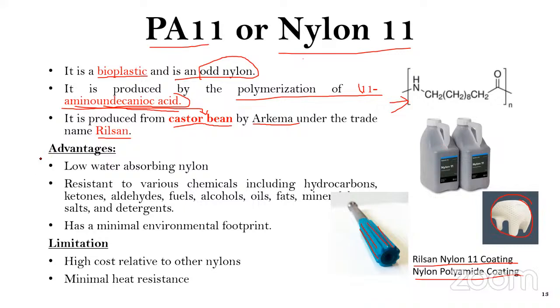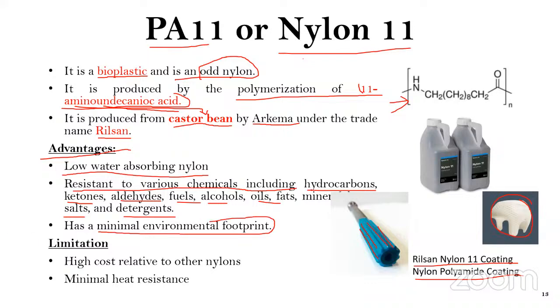And these have a lot of advantages, like they are low water absorption nylon as compared to nylon 6 and nylon 66. This nylon 11 has quite low water absorption, and they are resistant to various chemicals, including hydrocarbons, ketones, aldehydes, fuels, alcohol, oil, mineral salt and detergent. They have a very minimal environmental footprint, but they have limitations: they are quite costly relative to other nylons, and they have minimal heat resistance.